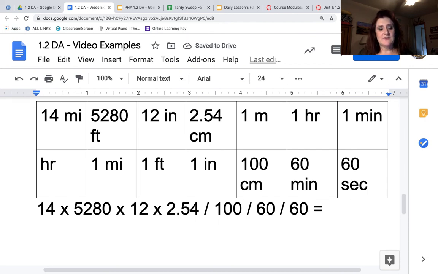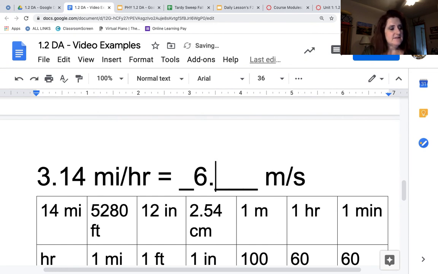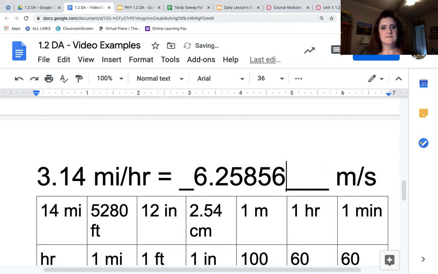On my calculator, 14 times 5,280 times 12 times 2.54, divide 100, divide 60, divide 60. Then hit equals. When you do that, you should get 6.25856. We'll talk about rounding later.